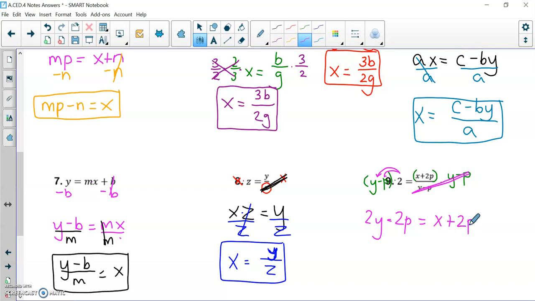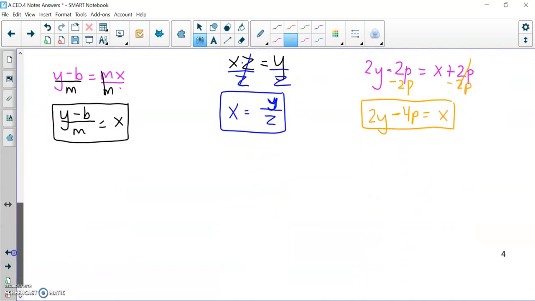So then attached to that x is a plus 2p, so I want to subtract 2p from both sides, and I wind up with 2y, and a minus 2p minus another 2p would be a minus 4p, and I'd be left with x. All right, that brings us to the end of this lesson.